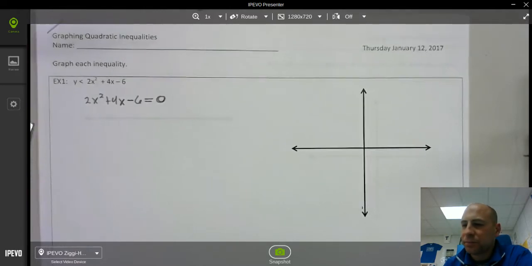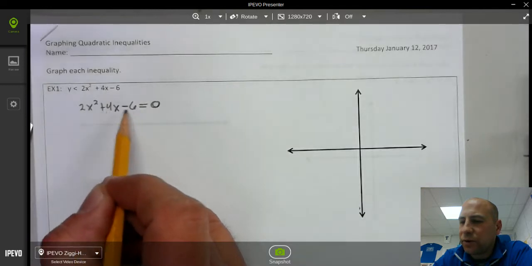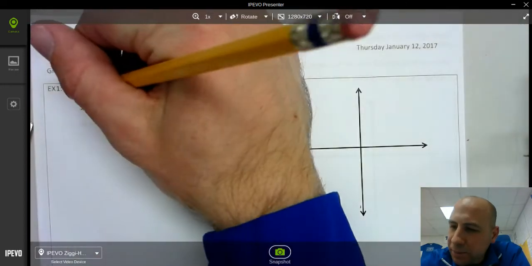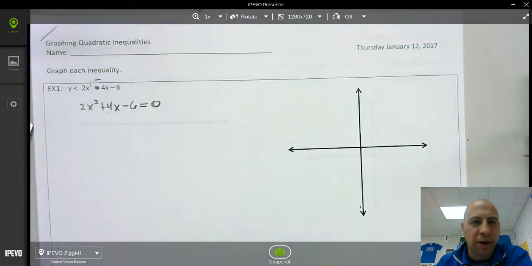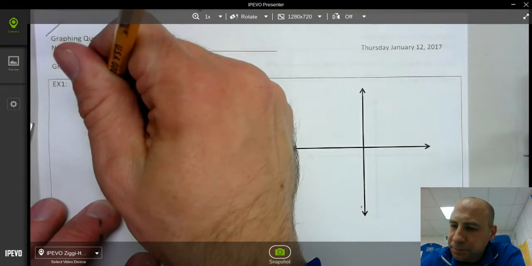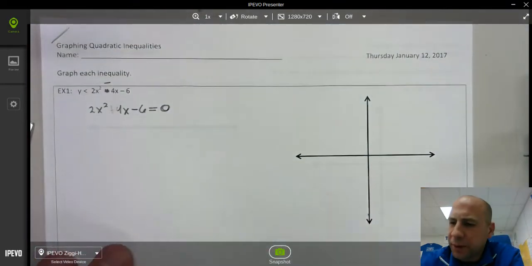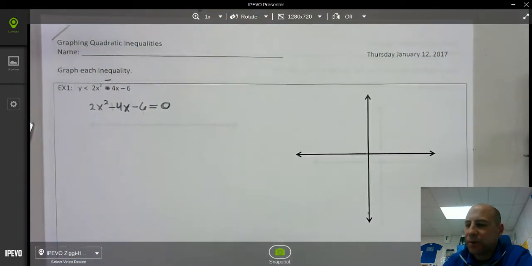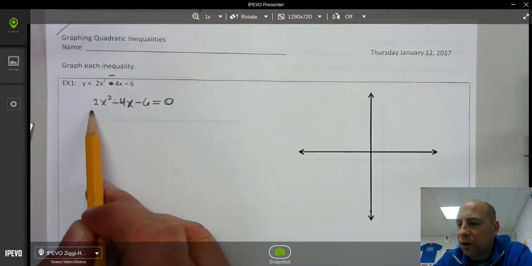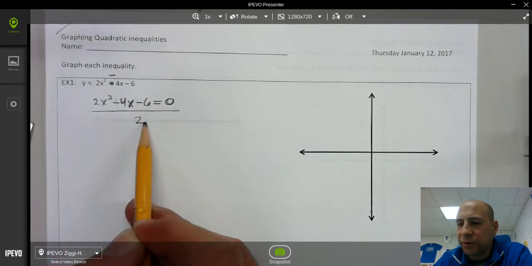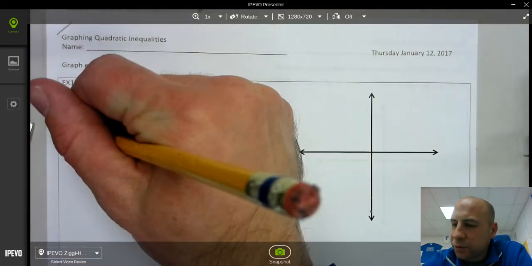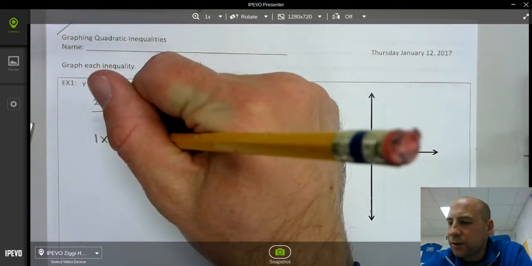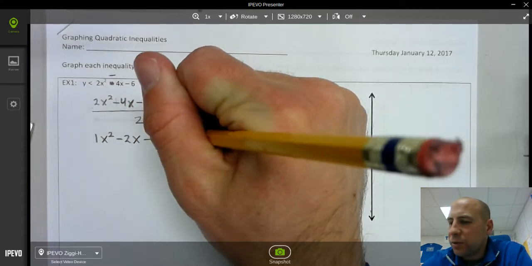All right, so I see here that 2, 4, and negative 6, and let me time out. There's a mistake. This should actually say minus 4x. Whew, almost made a mistake. All right, so that's minus 4x. So if you would, correct it on your paper. All right, so 2, negative 4, and negative 6 are all divisible by 2. So we're going to divide everything by 2. So 2 divided by 2 is 1, so 1x squared. Negative 4 divided by 2 is negative 2x. And then negative 6 divided by 2 is negative 3. Equal to 0.